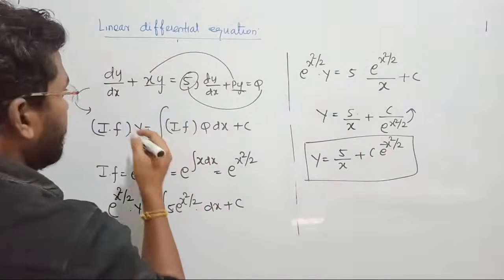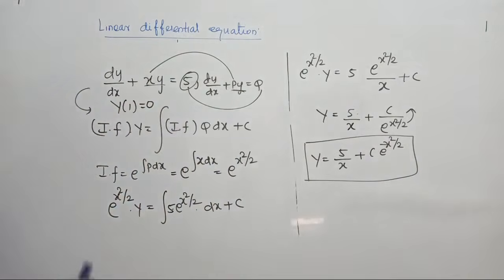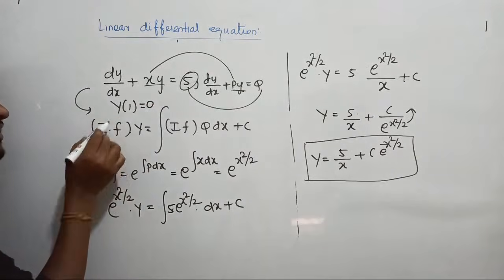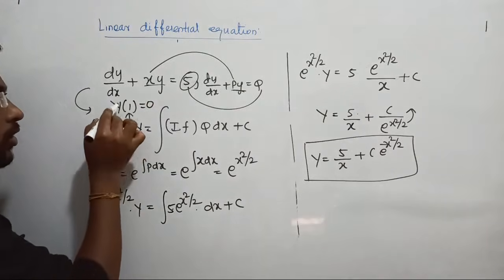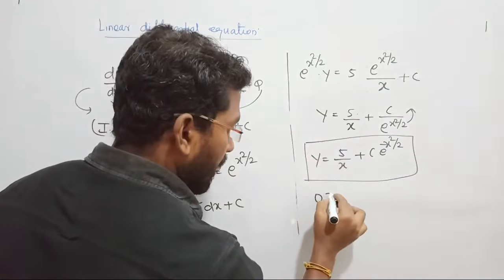For an example, it is given like this: y of 1 is equal to 0. If it is given like this, y of 1 is equal to 0, now what will you do? What it means actually is, at x equal to 1, y is equal to 0. Let's see, y equal to 0 at x equal to 1.